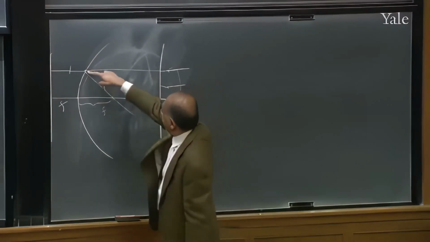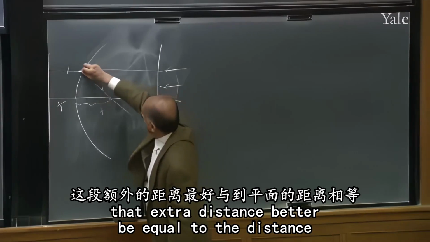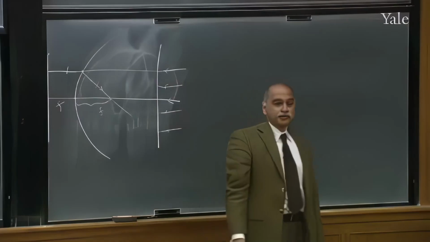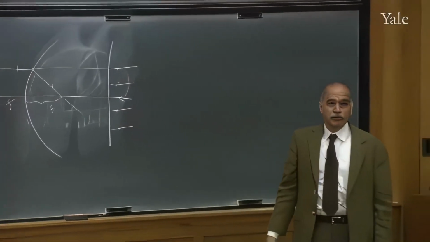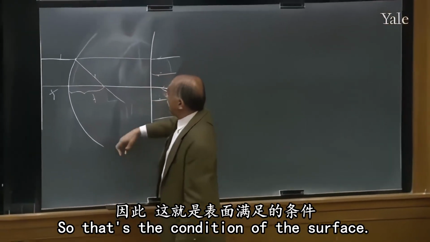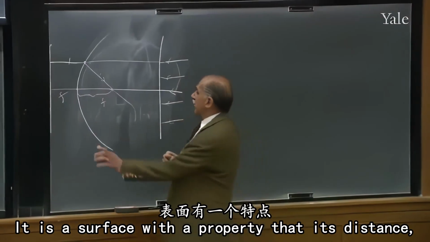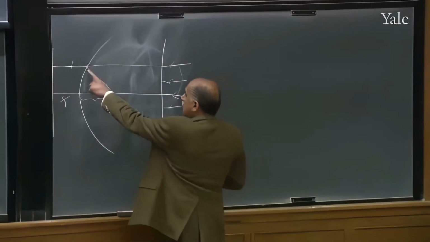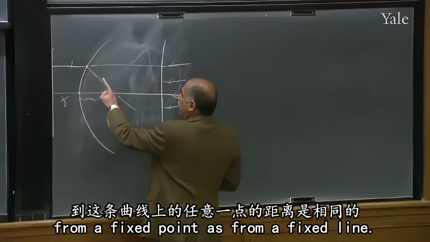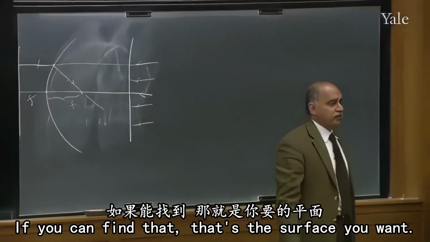So if you went there and you want to turn around and come here, that extra distance better be equal to the distance to go to that plane, because that's the same time for everything. So that's the condition of the surface. It is a surface with the property that any point on that curve has the same distance from a fixed point as from a fixed line. If you can find that, that's the surface you want.